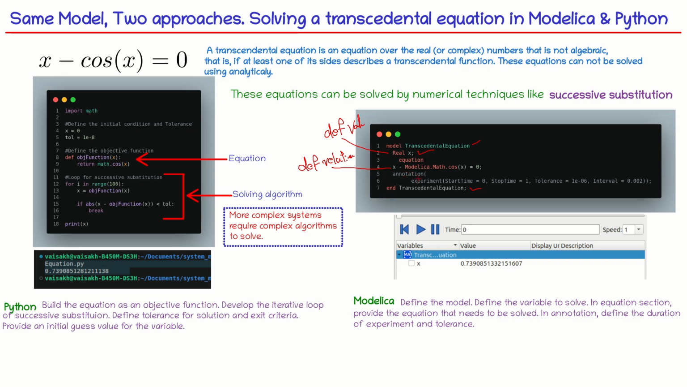Now the last part comes with annotation where we define an experiment starting at 0 time, stop time is 1, tolerance is 10 to the power minus 6, and interval of 0.002. So this particular equation has nothing to do with time, but an important thing to understand is that Modelica uses time as an implicit iterate.